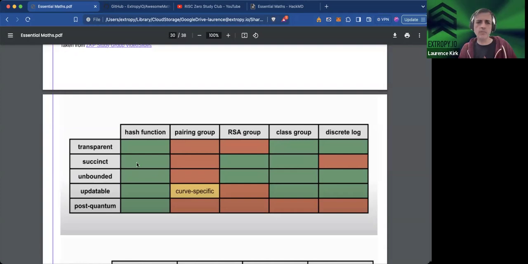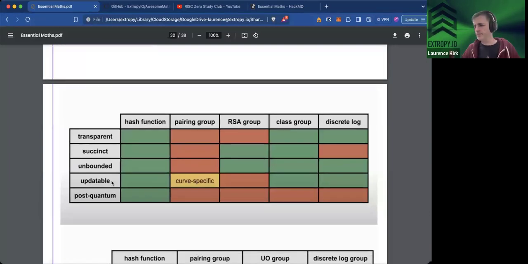Succinct has a very precise term. It just means really that the commitments you get from the hash function are much smaller, are small for the size of the input polynomial that you're committing to. So for the hash function, these are smaller. For say the pairing group, they tend to be bigger, so they're not as succinct. For the unbounded, this is about the size of the input. The hash function can handle any size of input. The pairing group, there are various restrictions about that. They will not work above a certain size.